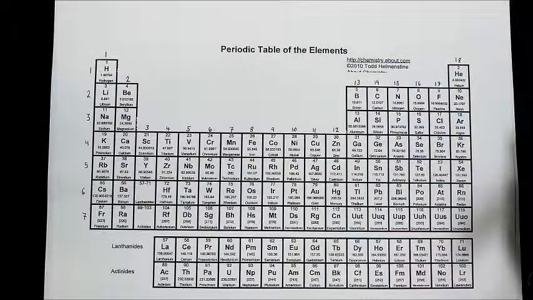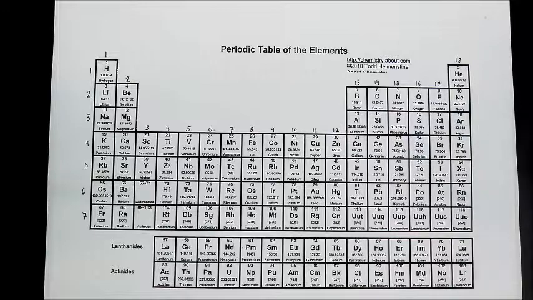Matter is made of atoms. There are many different types of atoms. All the different types of atoms are on the periodic table of elements.